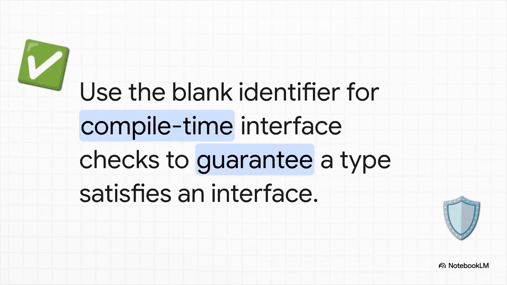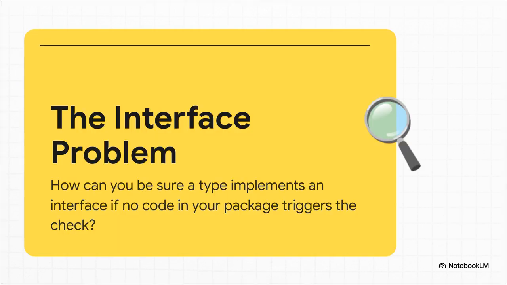And now for our final advanced pattern. And honestly, this one's a thing of beauty. We can actually use the blank identifier to enforce contracts between our types and our interfaces all at compile time. So, in Go, a type satisfies an interface implicitly, just by having the right methods. Normally, the compiler checks this for you when you try to use a type where an interface is expected. But what if nowhere in your package do you actually make that specific assignment?